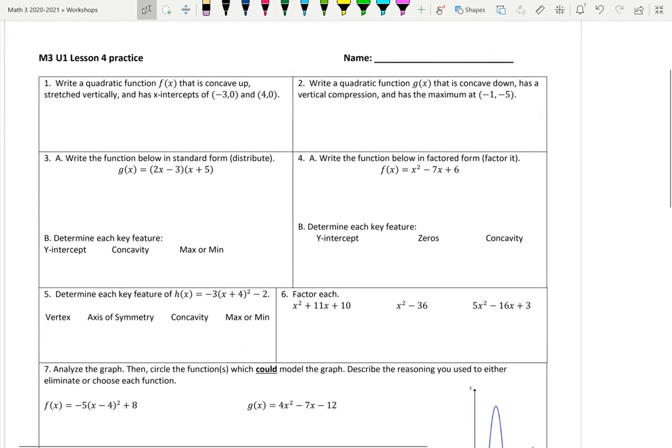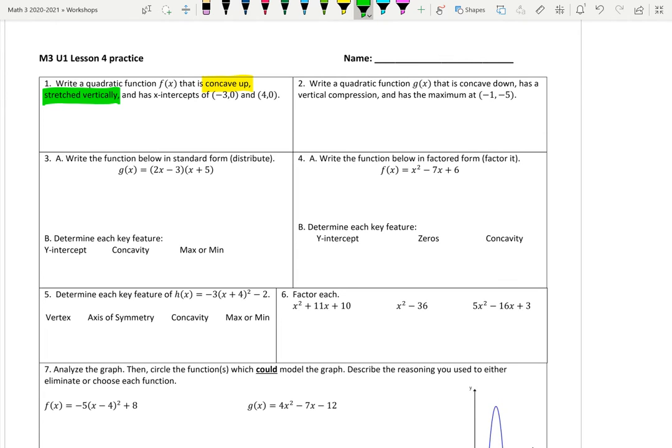All right, so these first two are essentially, can you write a quadratic formula? The idea is that based on the information, you select the right equation. The words that stood out to me are concave up, stretched vertically, and it has the x-intercepts of -3 and 4. Immediately seeing the word x-intercepts tells me that my answer is going to be in factored form.